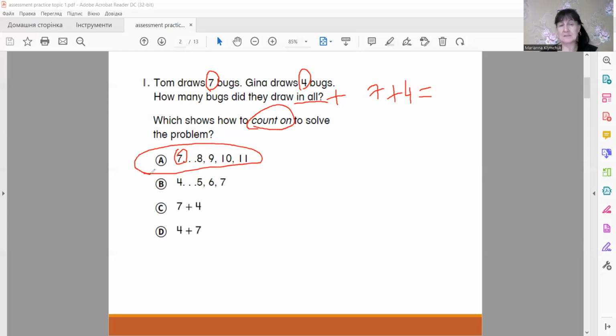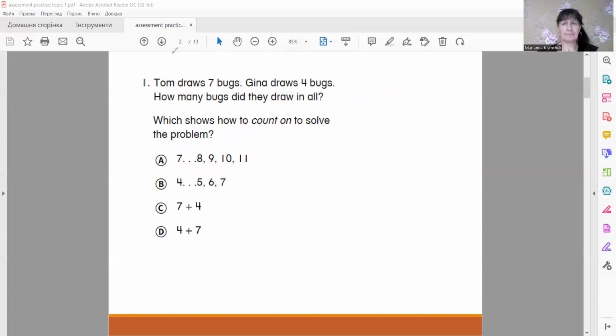And we may check the other options. Here we start with 4. Do we say 4 in our head? No, because we need to start with 7. Okay, 7 plus 4, is it counting on? No, it's just an equation. 4 plus 7, is it counting on? No. So everyone, if you know how to count on, choose from 7 how to count on 4. That's it with task number 1. Now let me move to task number 2.